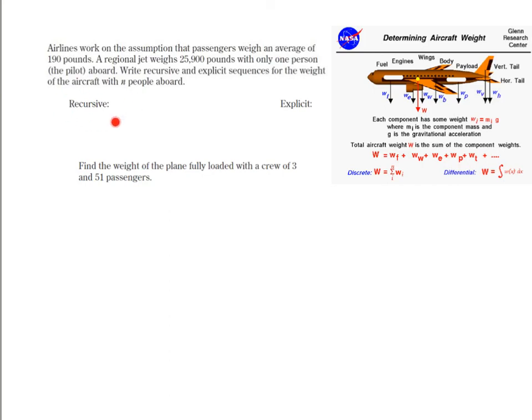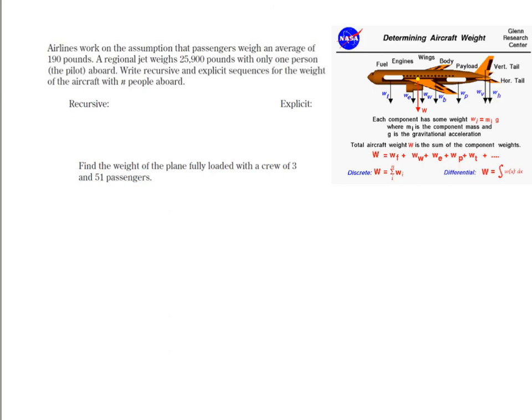You're going to write a recursive formula and an explicit formula, and then do me the honor of answering the question by finding the weight of the plane fully loaded with a crew of 3 and 51 passengers. You can either use the recursive formula to do that or the explicit formula to do that. Again, hint, hint, the explicit formula will get you that answer a lot quicker, user-friendlier, a lot neater, okay? Just do me one favor.